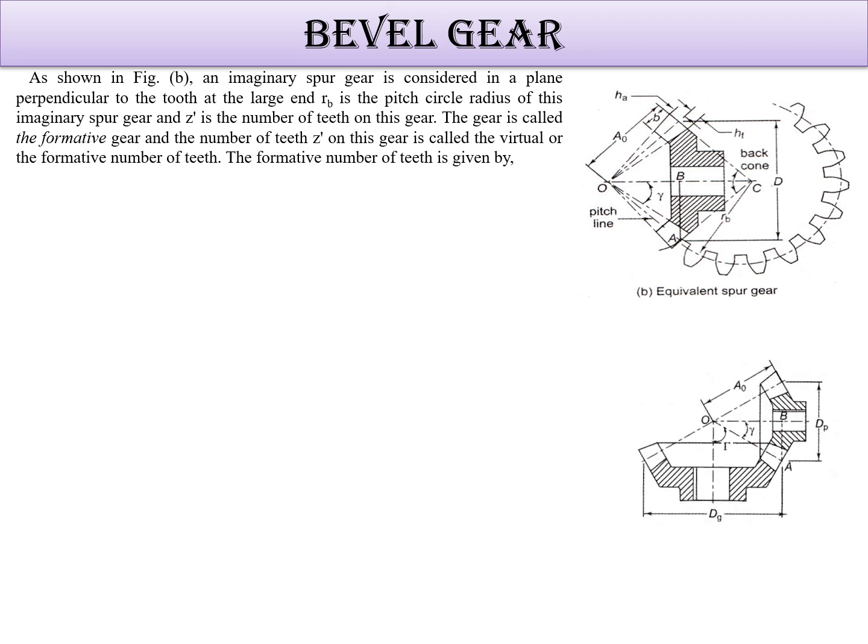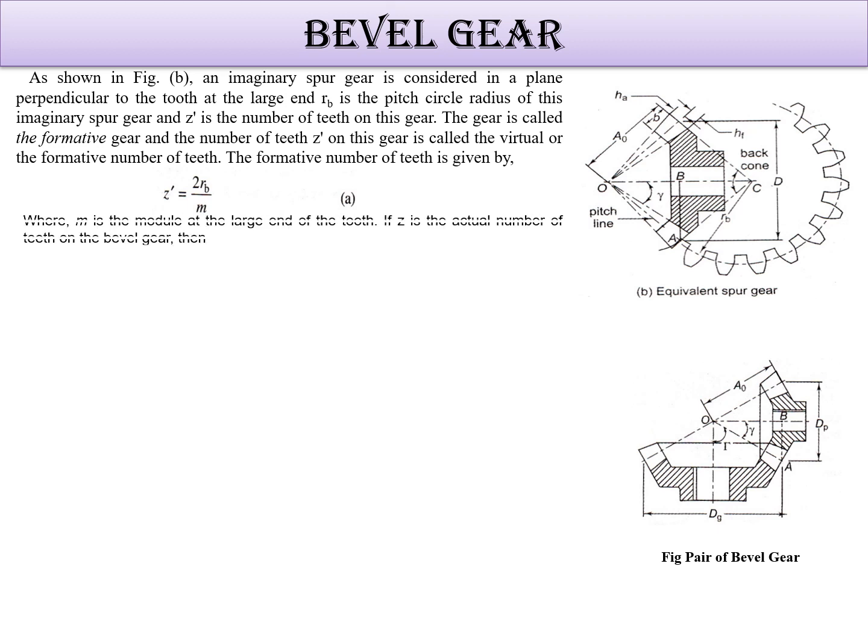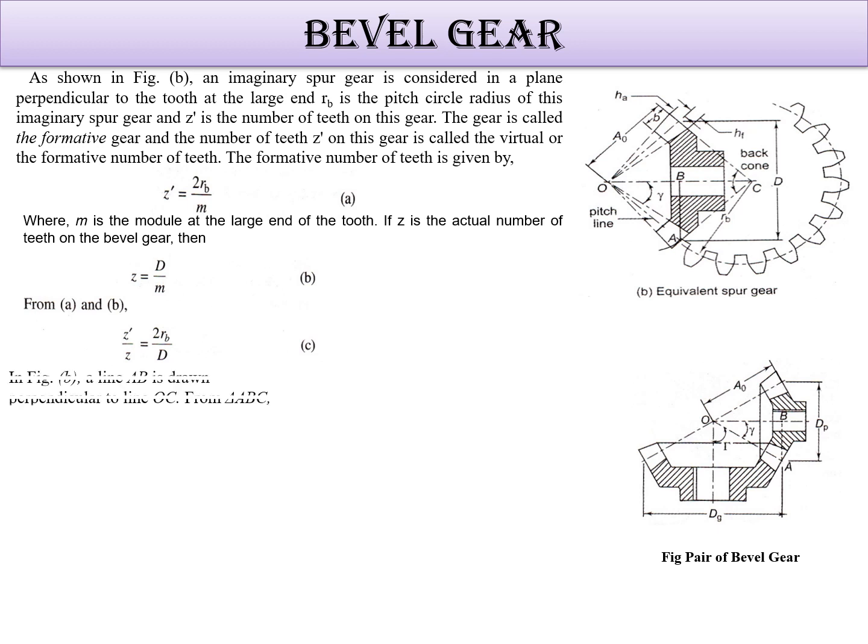Now this is the bevel gear having dp and dg. Now let's resolve it. z dash will be 2 times rb upon module m, where m is the module. And z is equal to D by m for the bevel gear. Now from these two equations, a and b, we get z dash upon z is equal to 2 times rb upon capital D.